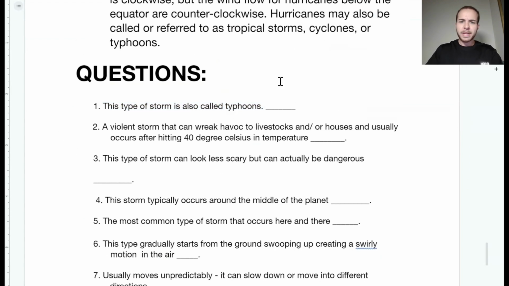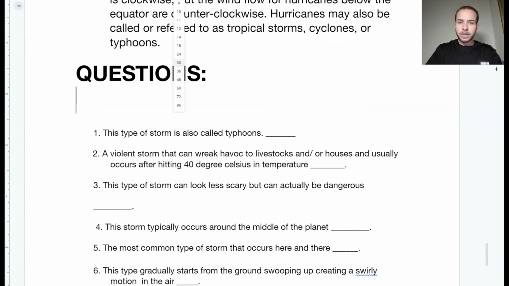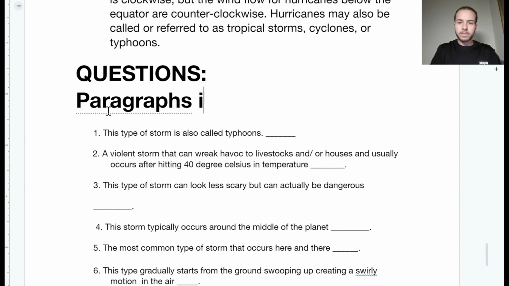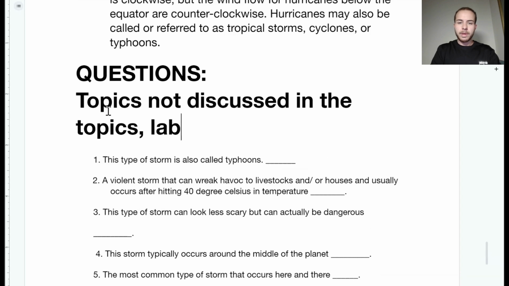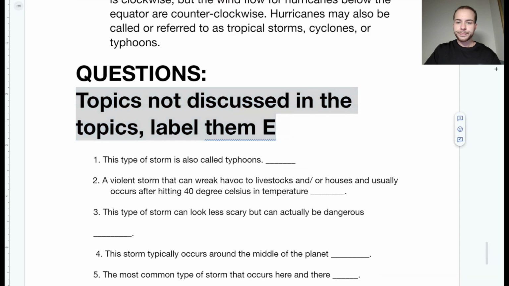And it should describe that down here, but it does not. So we can say paragraphs not discussed, or topics not discussed in the topics, label them E. Sorry, I should have written that earlier.